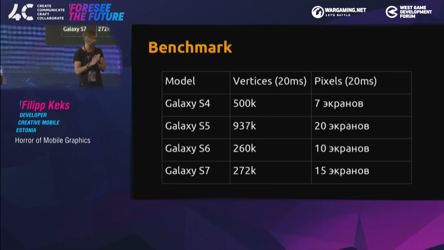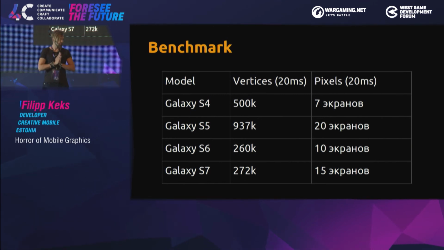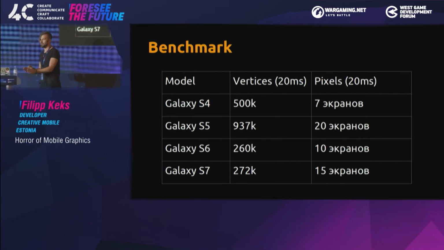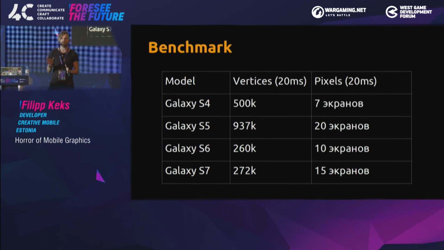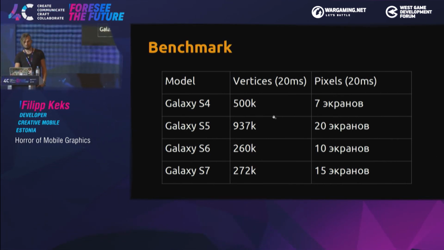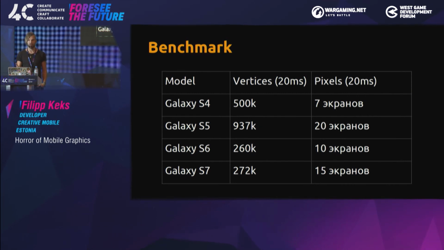So I did a little benchmark analysis of Galaxy S phones from 4 to 7. I wrote a test shader which loads up the GPU resources to 100%. I saw how much it can render into 20 milliseconds, vertices and pixels, and I got these statistics. I took measurements after 10 minutes of the device working like that. Galaxy S4 and S5, just like I expected, rendered pretty well: 500,000 vertices, almost 1,000,000 vertices. Their processor is more powerful, and these two devices did not overheat at room temperature.